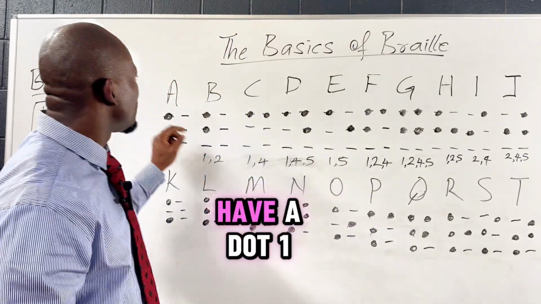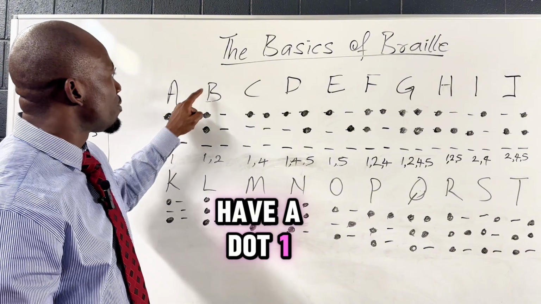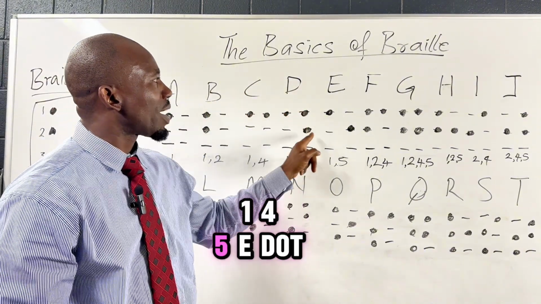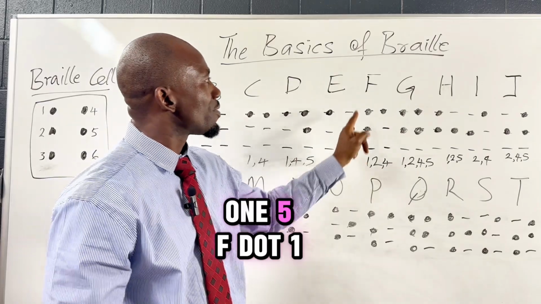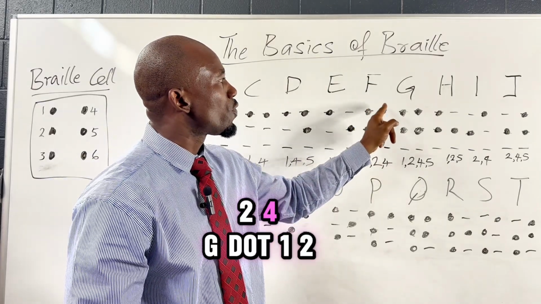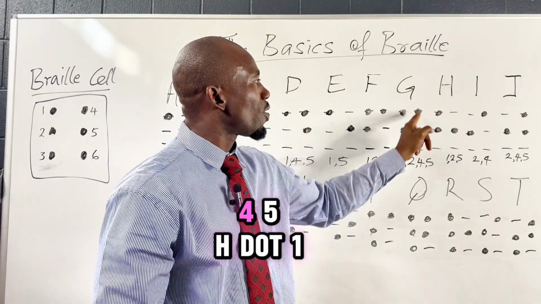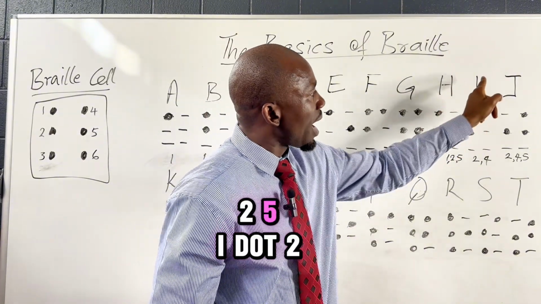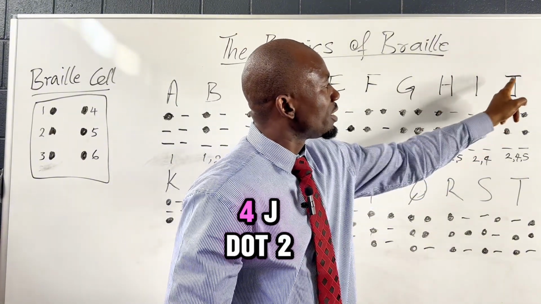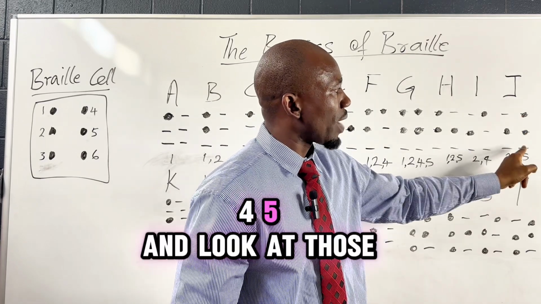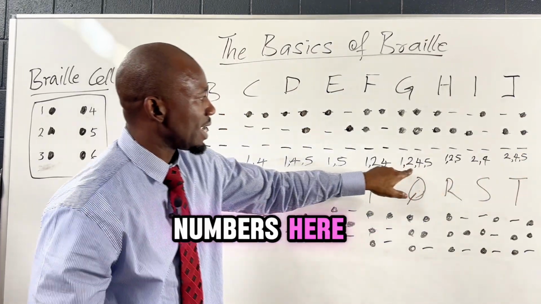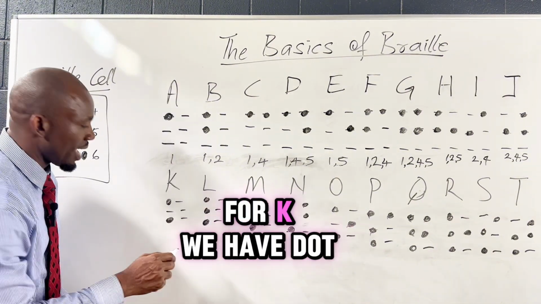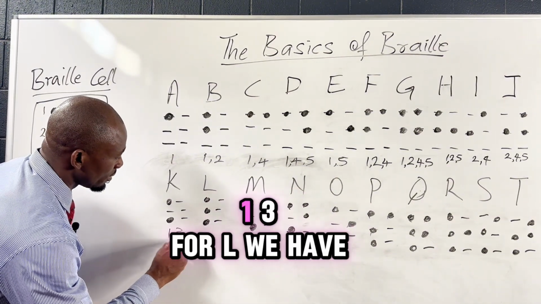So here we have A: 1, B: 1-2, C: 1-4, D: 1-4-5, E: 1-5, F: 1-2-4, G: 1-2-4-5, H: 1-2-5, I: 2-4, J: 2-4-5. And look at those numbers here. Look at the numbers. And for K, we have dot 1, 3.